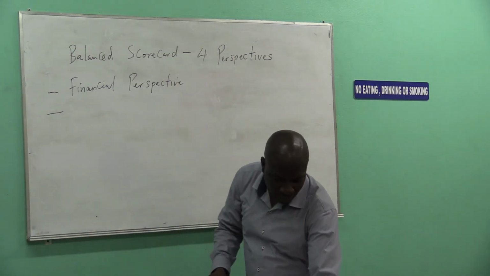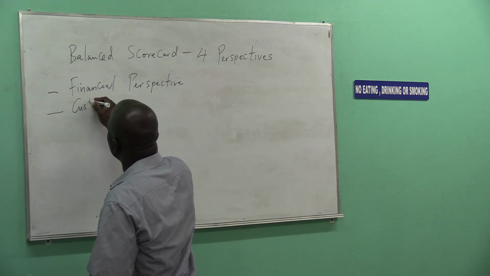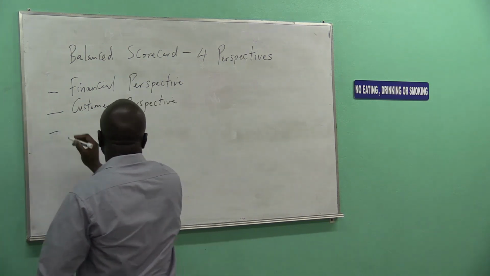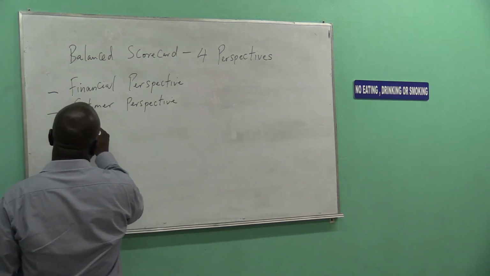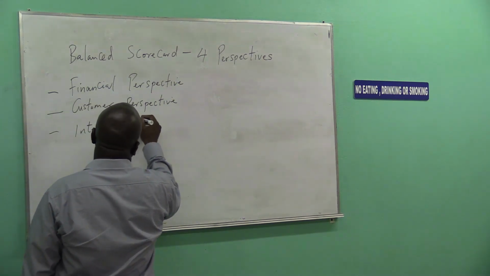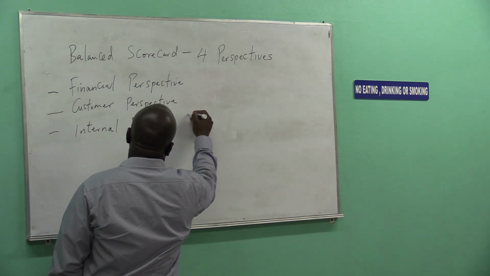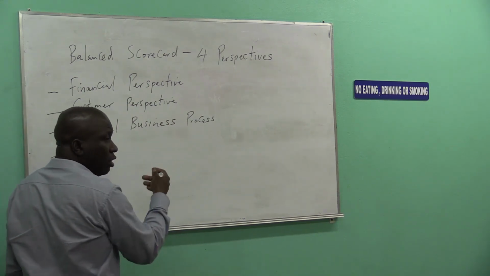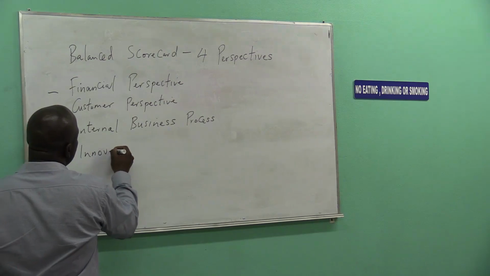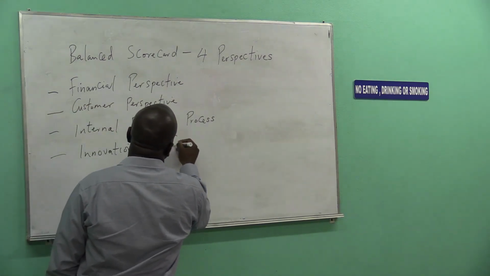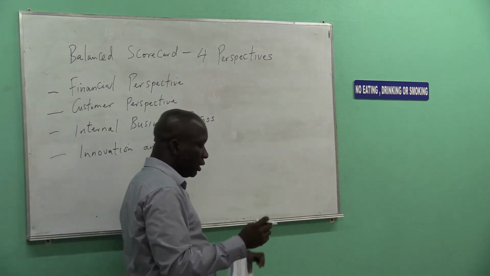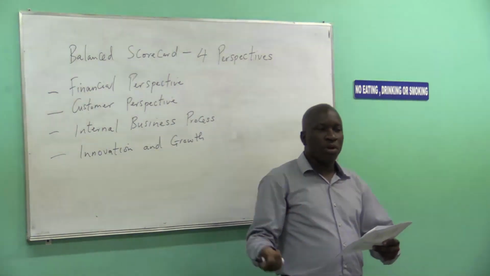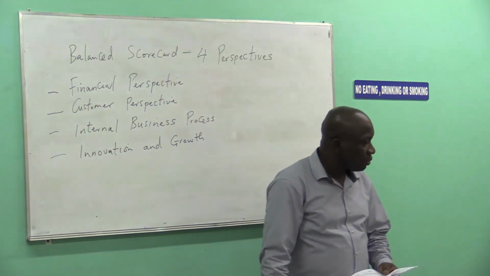Right? The second one is what? Customer perspective. Third one is internal business process. And then the last one is innovation or learning and growth, right? So we have innovation and growth. So these 4 perspectives. So the question says the balance scorecard is construed on 4 important concepts, and we must discuss these concepts, right?